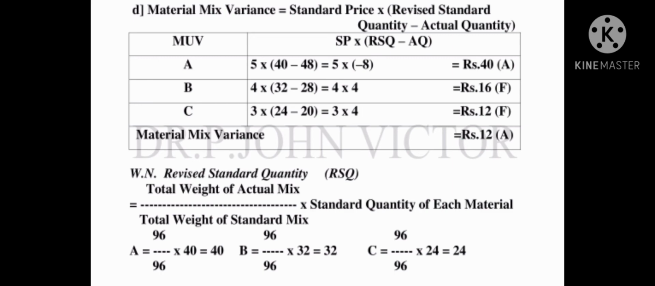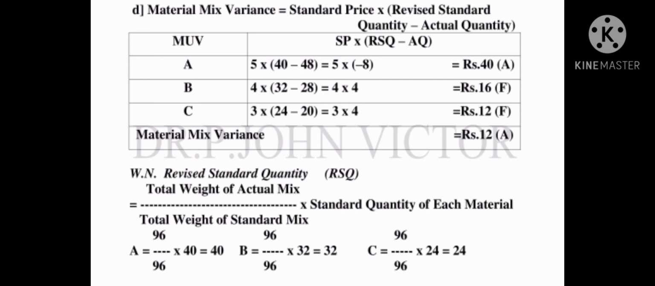The quantity of material B is 32 units, so the answer we get is 32. For C, 96 divided by 96 into 24. That 24 is the standard quantity of product C. Okay, so the value is 24. There is no more value.